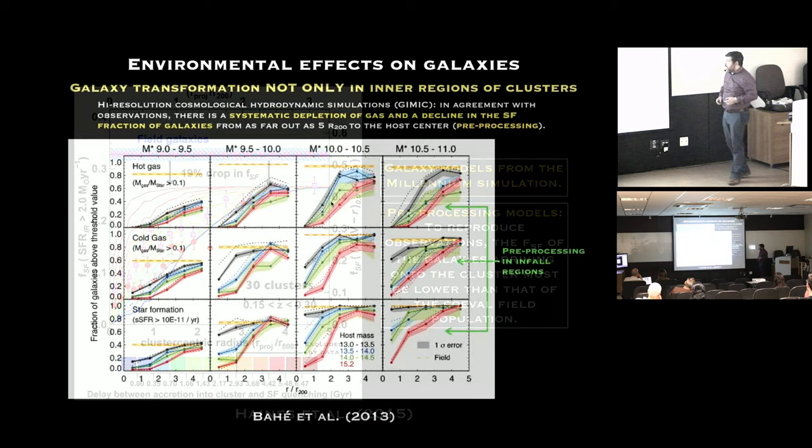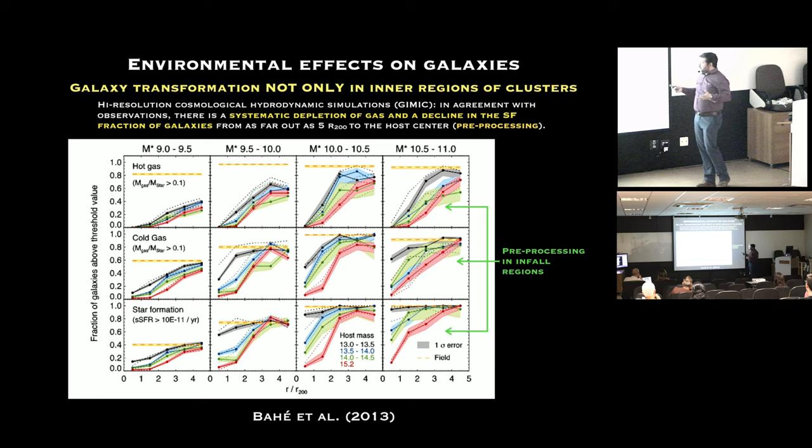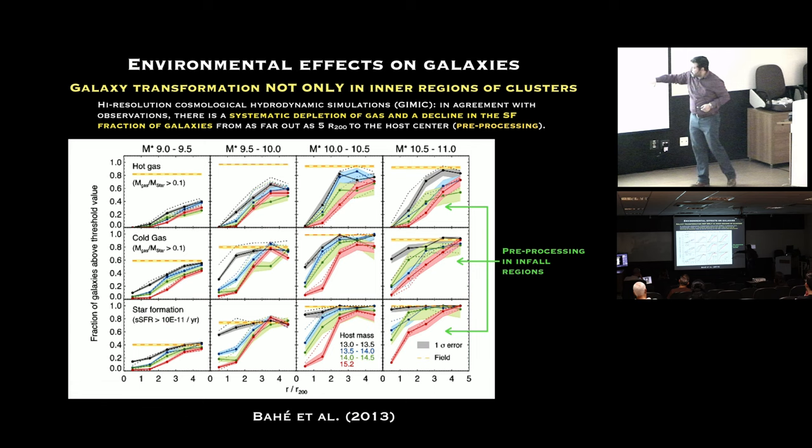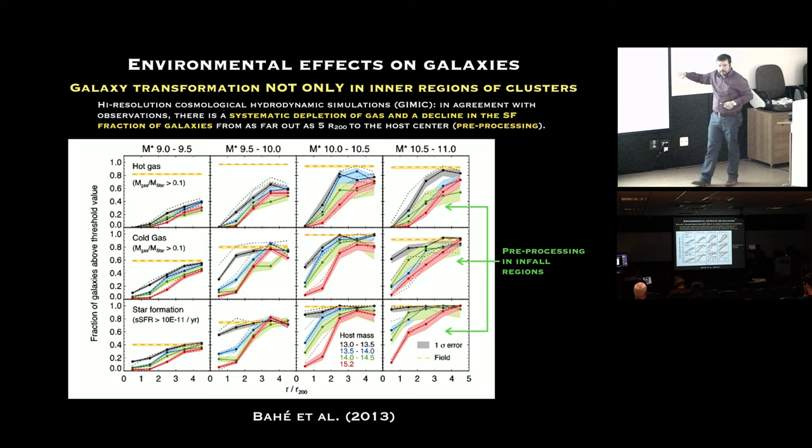But that was observationally. But theoretically, models, these are models by Yannick Bahé, also basically is telling the same picture, right? You have different components, hot gas, cold gas, and the star formation. The field values are given by those yellow, orange horizontal lines in the plots. And you see the deviation of the fraction of galaxies above a certain value for those components, how they deviate from the field values already at a large cluster-centric radii, right?